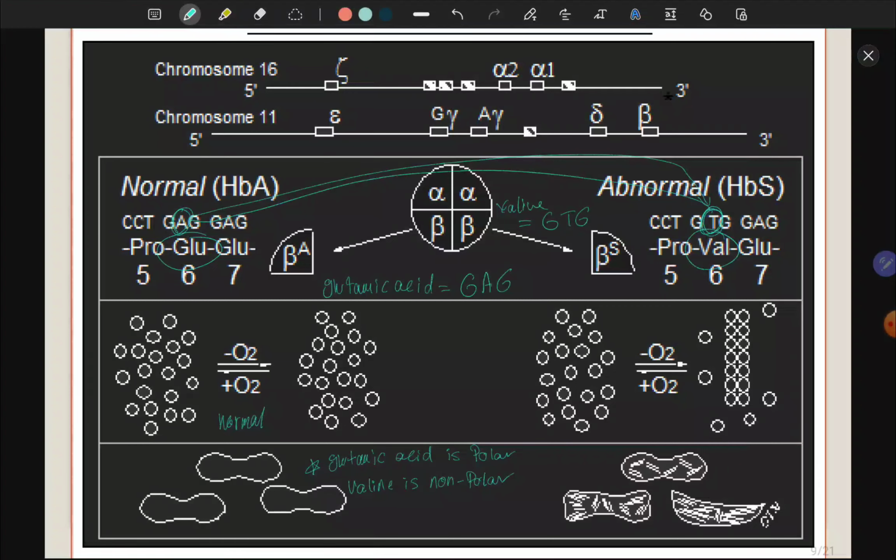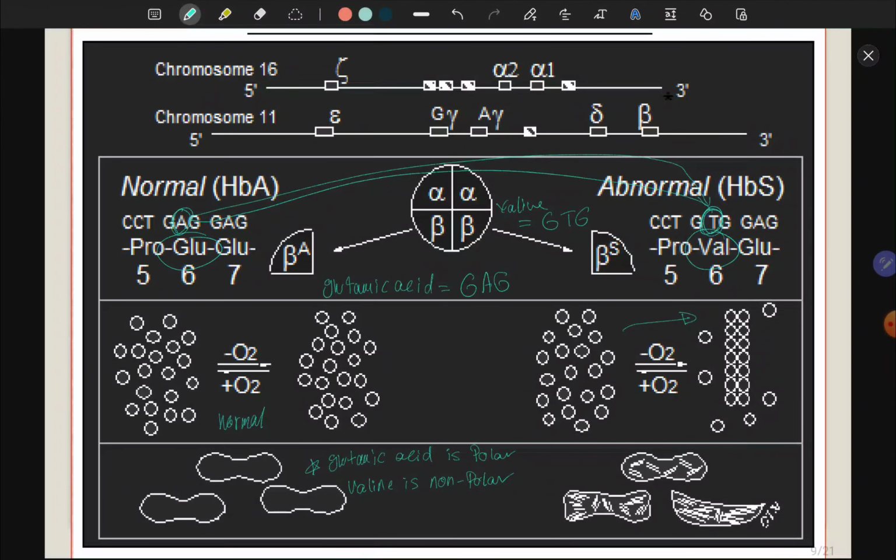Now, when the glutamic acid is replaced by valine, valine is not polar, and there's a problem when it mixes with the water, which is polar. So it tends to form a bonding chain with non-polar amino acids, like another valine from another beta S chain or phenylalanine. It forms bonds, and this hemoglobin will form polymers. This is the basic polymer formation, and it happens more when there is deoxygenation. With oxygenation, it would dissolve inside the hemoglobin structure and wouldn't be available to form bonds with another beta-S chain.